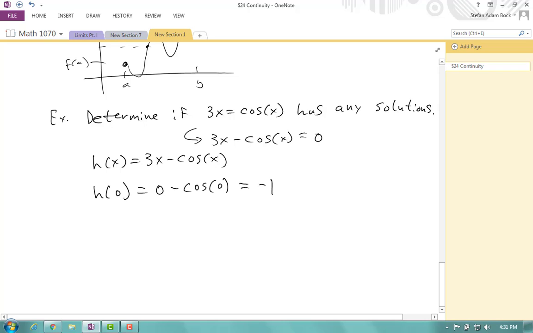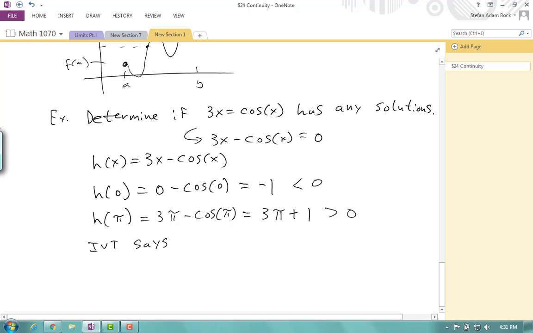Let's just go ahead and do pi. H of pi is equal to 3 pi minus cosine of pi, but cosine of pi is equal to negative 1, so this is equal to 3 pi minus negative 1, so 3 pi plus 1. We'll notice that this first spot is less than 0, the second spot is greater than 0, and since that's positive and negative, then somewhere in between, the IVT says h of x is equal to 0 for some x in 0, comma, pi. Now you notice that it doesn't tell us where it happens, it just happens.